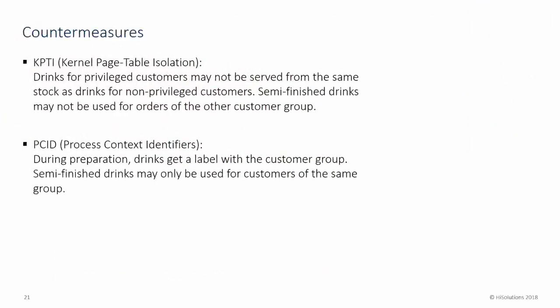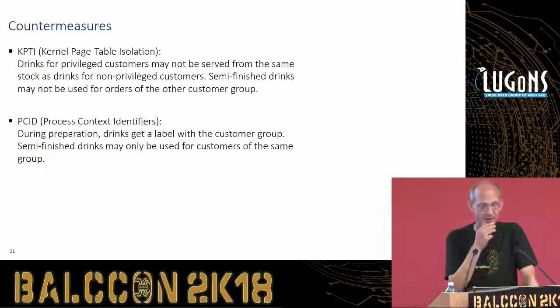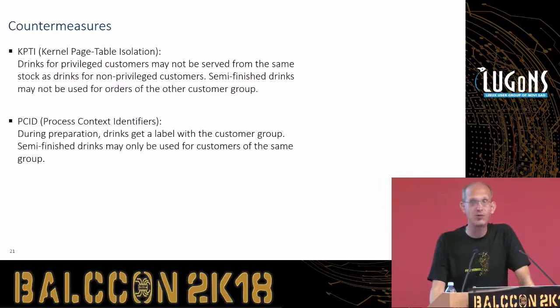Two small examples. We have one measure in the kernel code called kernel page table isolation. We can map this to the idea that we have two groups of customers: privileged customers, non-privileged customers, user space and kernel space. And we have a rule for the barkeeper that customers must be served from their own set of stock of drinks. So if they have semi-finished drinks for one group of customer, the barkeeper may not use it for the other group. Or another measure that was introduced were these process context identifiers, PCID, where we say during preparation each drink gets a label with the customer group, and semi-finished drinks may only be used for the customers of the same group.